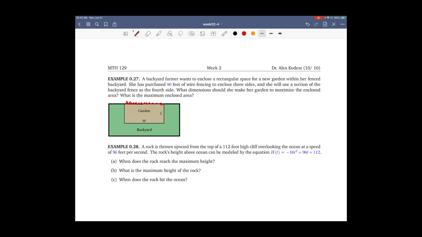for that we already used the fenced garden. We will only use fencing that we purchased for the other three sides. What dimensions should she make her garden to maximize the enclosed area? What is the maximum enclosed area?